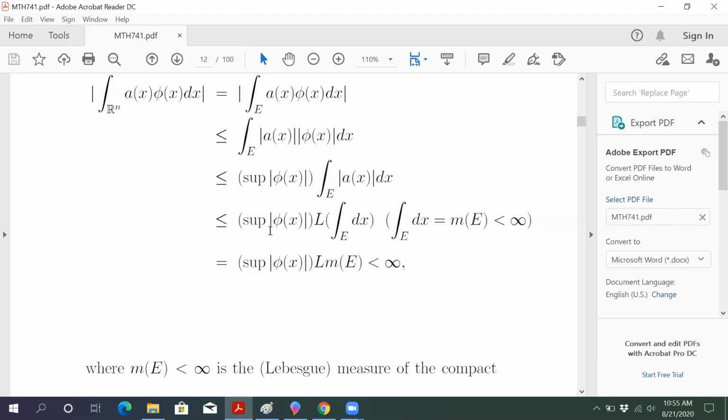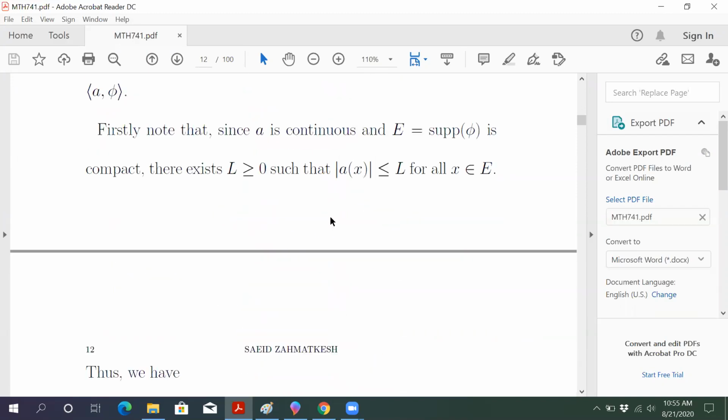Okay, this is the same, right? These two are the same. Very similar to this discussion, I'm not going to repeat, but I'll explain quickly. On E, the absolute value of a(x) is less than L, right? So you just integrate on both sides. When you integrate on both sides, L is a constant and moves outside the integral, right?